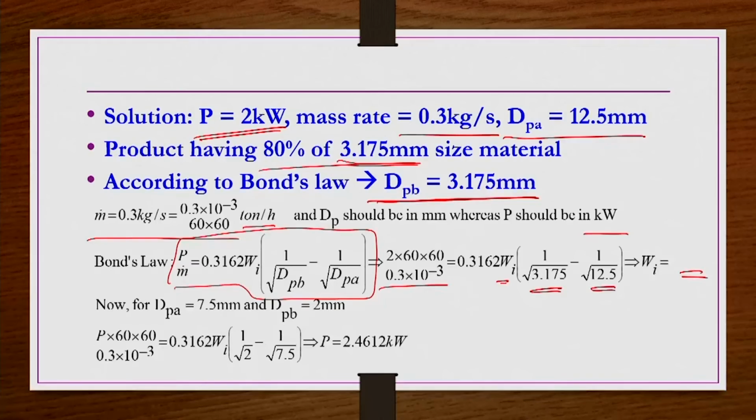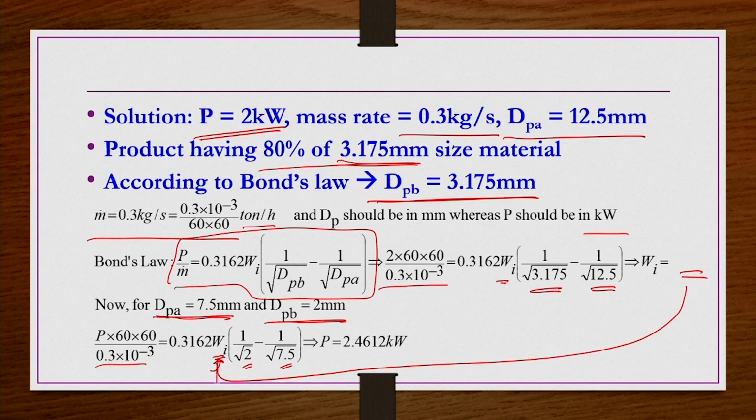Now in the second case, if dPa becomes 7.5 mm and dPb becomes 2 mm, how much power is required? That you need to find out. So here in the second case, P by m dot equals 0.3162 Wi, which we just calculated, so you can substitute it here. dPb is 2 mm, dPa is 7.5 mm. So in this equation everything is known except P. So you get P as 2.4612 kilowatts.